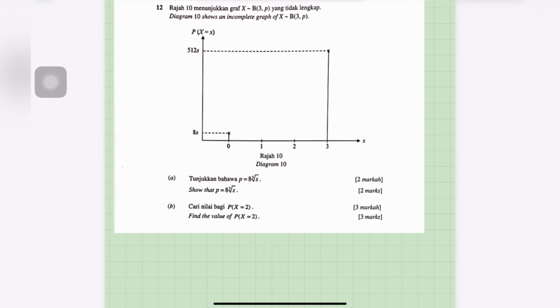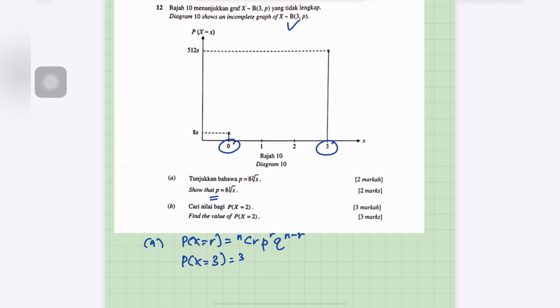Question 12. Diagram 10 shows an incomplete graph of X for binomial 3, p. Part A: show that p equals 8 cube root s. Given binomial, we have the formula P(X equals r) equals nCr p to the power of r, q to the power of n minus r. The values are for 0 and for 3. Then we have to show in terms of p as the subject. So we choose P(X equals 3). So n is 3, right? So 3C3, p to the power of 3, q to the power of 3 minus 3.